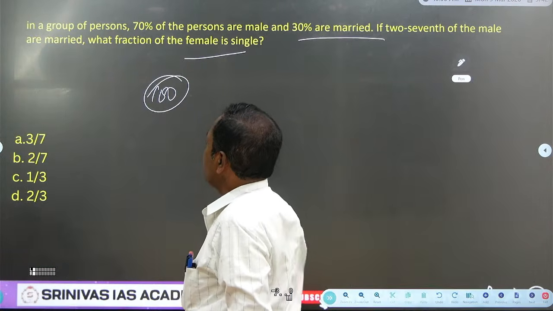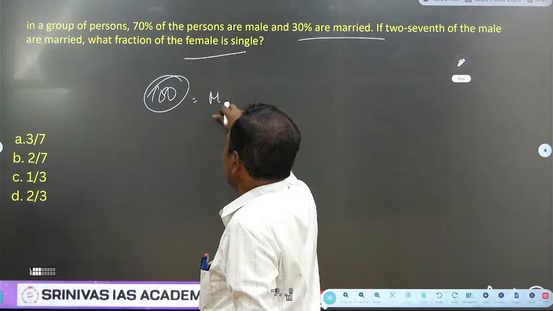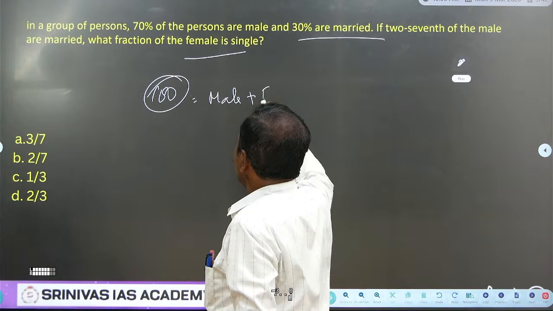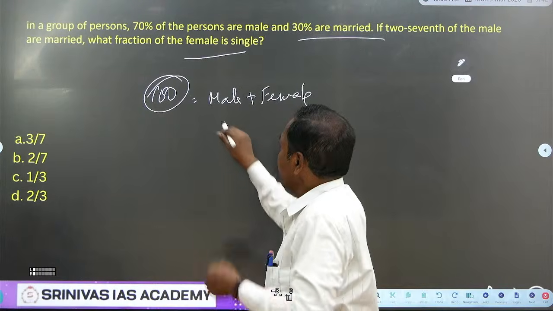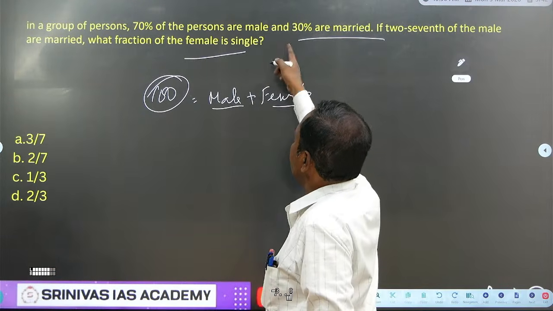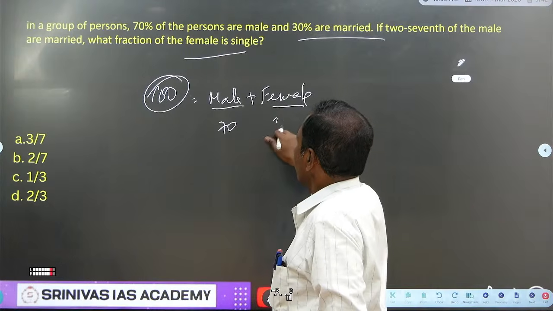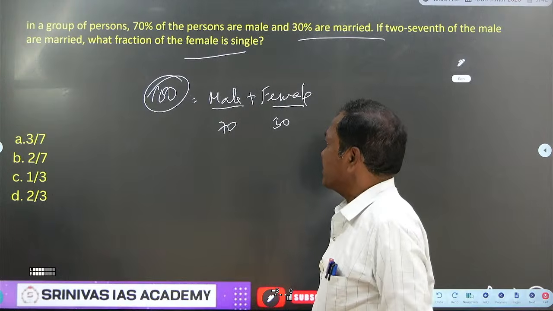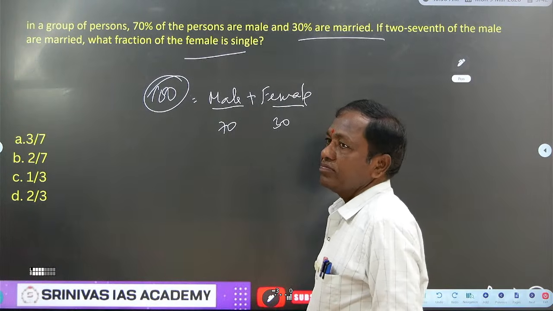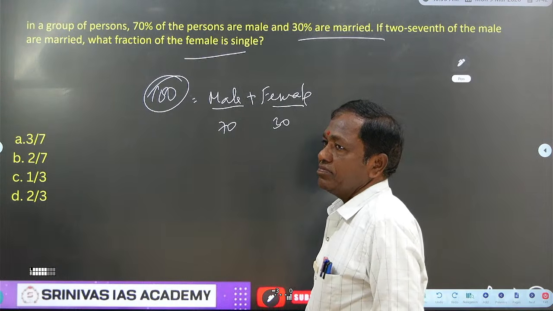This is male, 70. This is male plus female. Male 70, because 70% male or female. So female 30 is understood. It's not given in the question, it's understood. Then out of 30% are married.